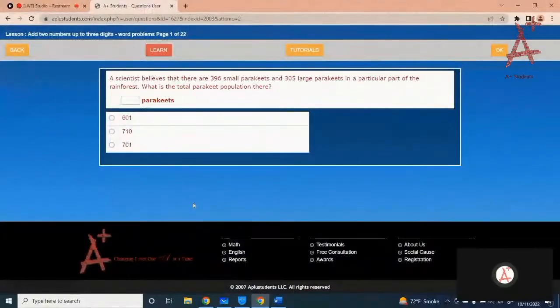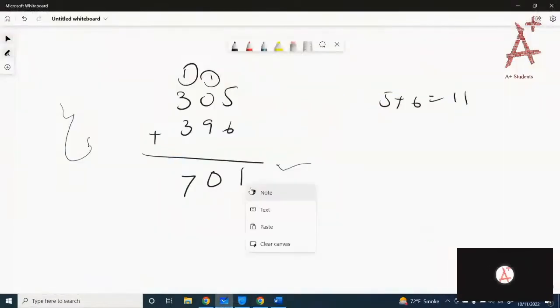Okay, so the second one is a scientist believes that there are 396 small parakeets and 305 large parakeets in a particular part of the rainforest. What is the total parakeet population there? So you have to add 396 and 305. Got it? So let's just add 396 and 305.